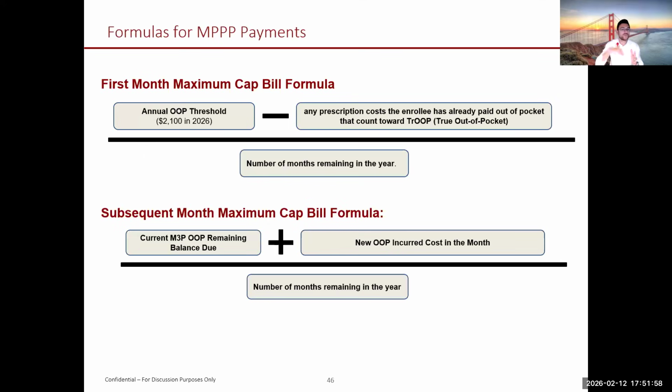So your cost will shift a little bit throughout the year. It depends on how much balance is deferred that you're still paying off. It depends on if you're going to the pharmacy to pick up new medicine and there's a new incurred cost. And it also depends on how many months are remaining in the year.